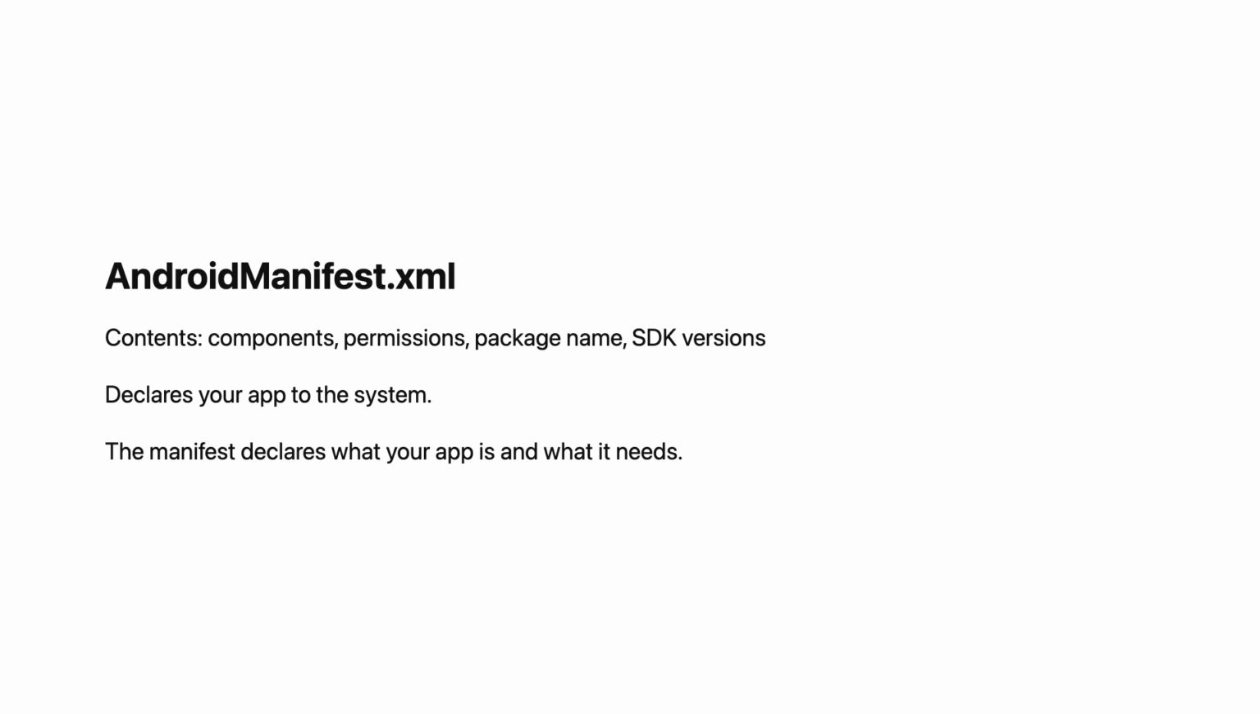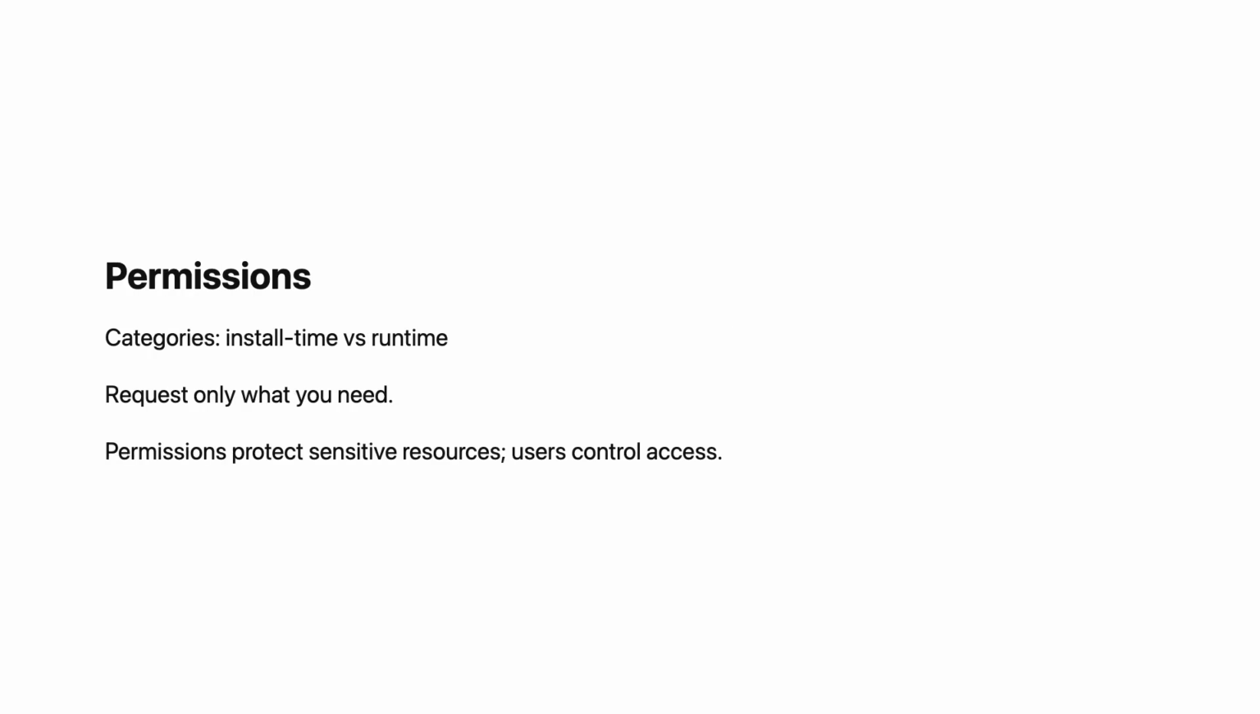The manifest declares the app's package name. This uniquely identifies your app on the device and Play Store. Minimum SDK version, target SDK version, required features. The manifest tells the system what your app needs. The system reads the manifest to know how to launch and manage your app.